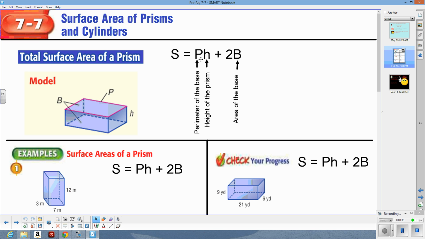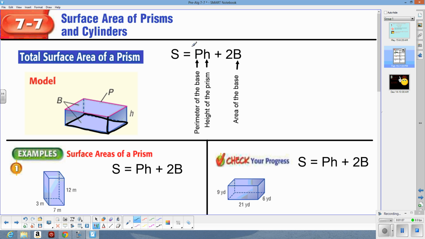The reason why we take the perimeter of the base times the height is because if you were to find the perimeter of this base and the height, and multiply those two numbers together, you would get the area of the big rectangle that wraps around this prism. In class, I can show you what that looks like with a model.